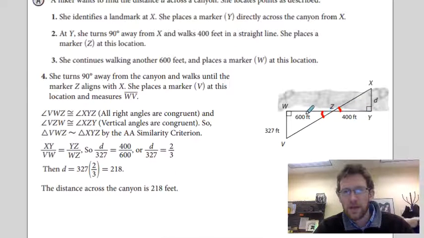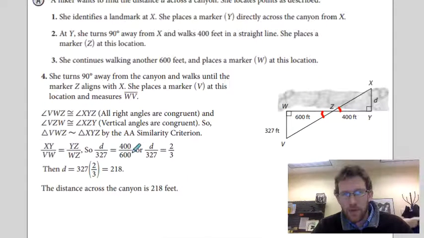So everything on this side of the canyon is doable, right? You can do W, V, Z, and Y. The only thing we don't know is X, and that's this thing on the other side of the canyon. And that could be a tree or whatever. The point is we have two similar triangles here, and just like before, we can say that the sides are proportional.